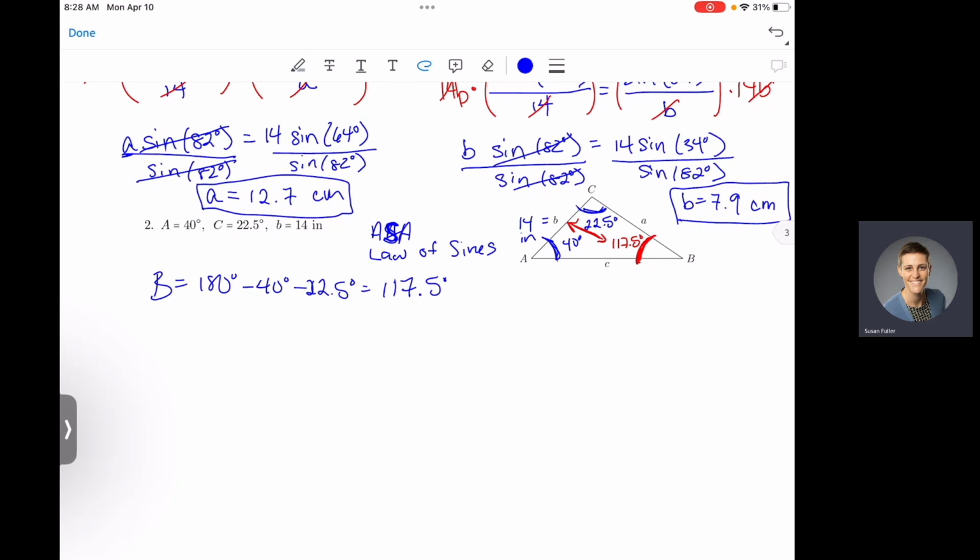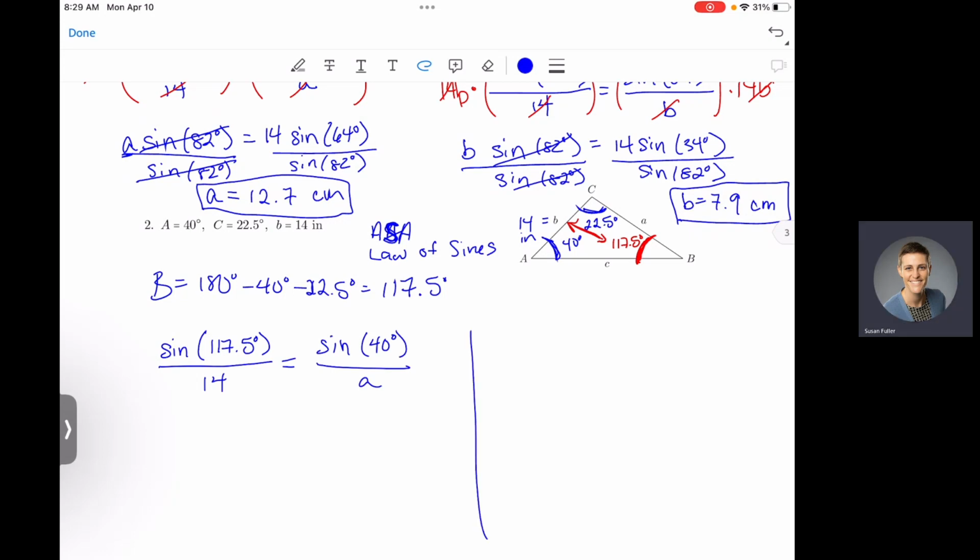Now I can go to the law of sines. So the complete ratio that I have is that the sine of angle B over side B is the sine of 117.5 degrees over side B, which is 14 inches. And I can use that to solve for each of my other missing pieces. So if I do, I'll do angle A first. So this is going to be the sine of angle A, which is 40 degrees, divided by side A.